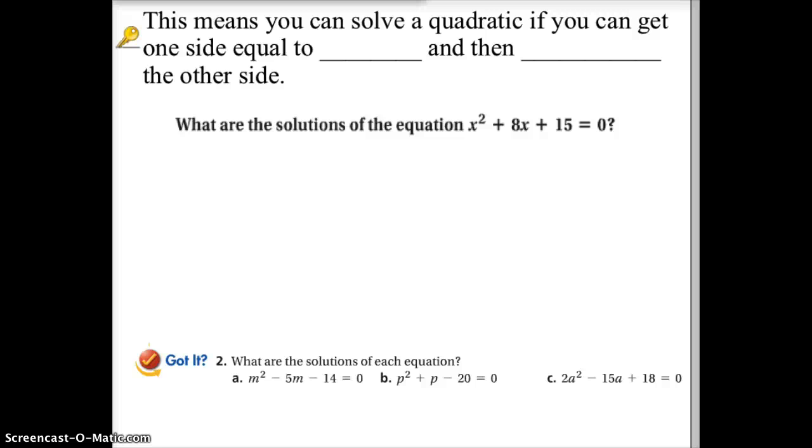So what do we do now? Remember, our goal is to solve 0 equals ax squared plus bx plus c. It generally is not going to already be factored for you. So in order for us to solve it by factoring, what we do is we get one side equal to 0, and then we factor the other side. So let's go do it. You should already know how to factor.